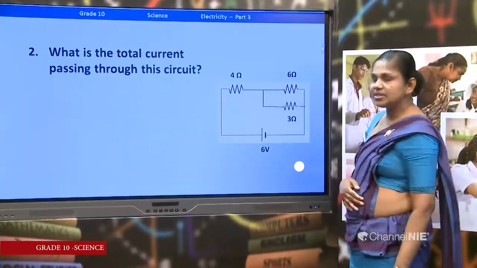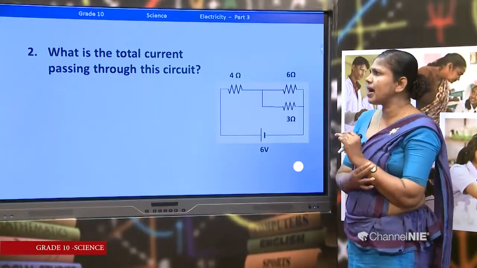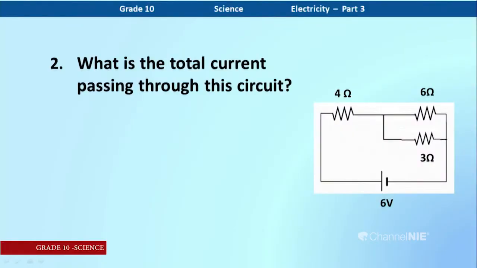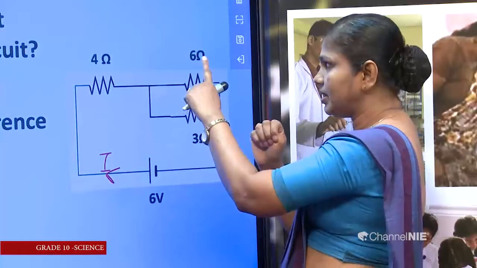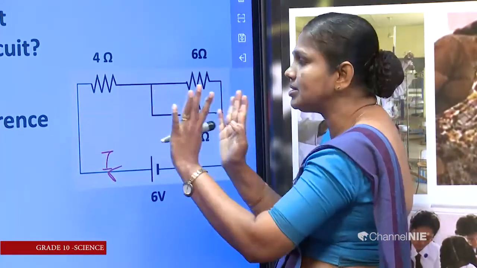Again, same circuit. Some more questions. What is the total current passing through this circuit, children? Total current. How to get the total current passing through the circuit, right? Total current is I always, right? Now, we have already found the equivalent of the complete circuit. Equivalent between these two is 2 ohm and 2 plus 4 altogether 6.